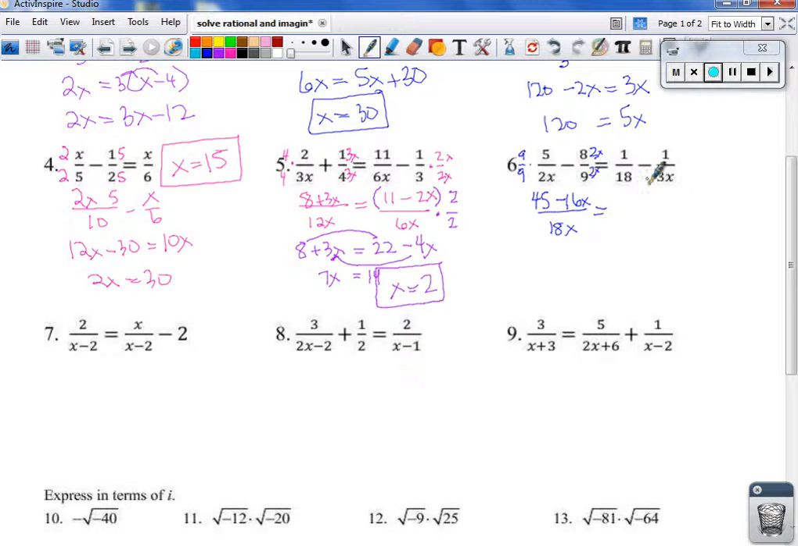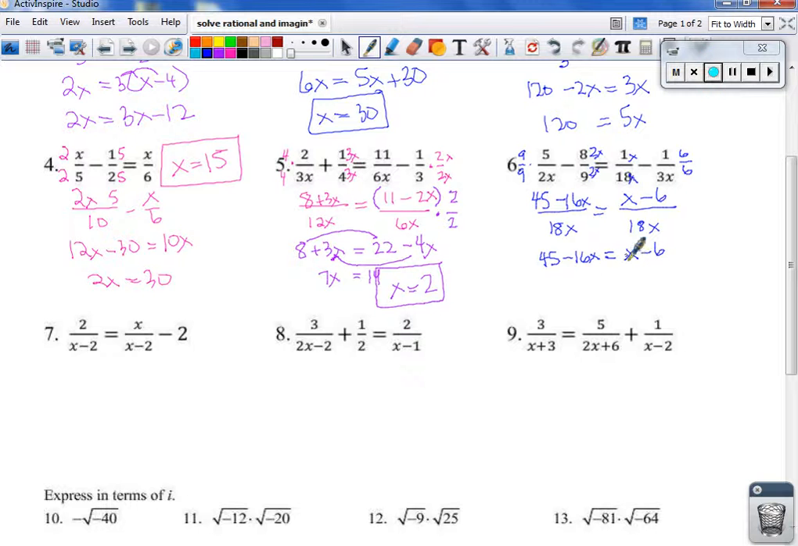Now over here I need to multiply this by x over x and this one by 6 over 6. So I once again have a denominator of 18x, and x minus 6 is in your numerator. So this one you should be able to notice right away. Here we have an 18x and there we have an 18x. Your denominators are the same, so your numerators must therefore also be the same. So 45 minus 16x needs to equal x minus 6.